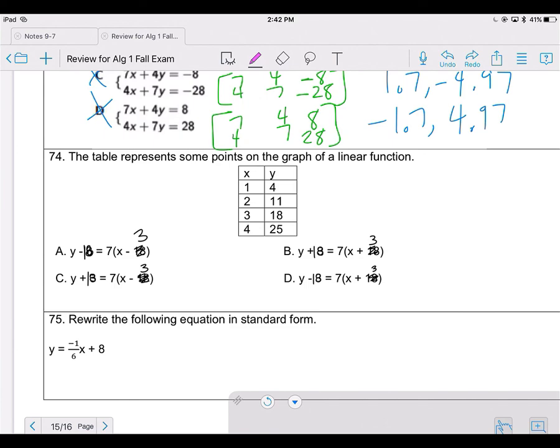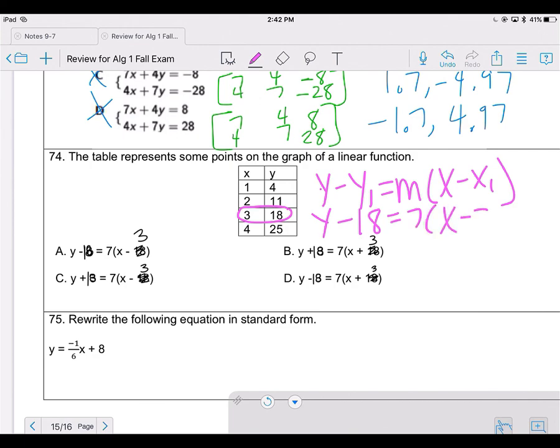And again, your teacher should have told you to switch all the 18s and 3s. And so they've clearly used the point 18 and 3. Our point slope form. So y minus 18 would be 7x minus 3. And the only one that has both negatives is answer choice A.